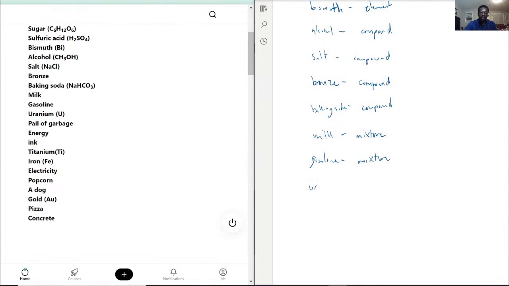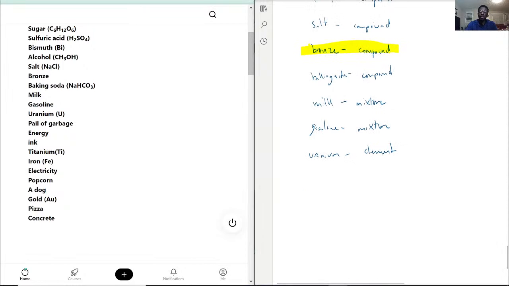Okay, uranium. I'm actually gonna highlight the ones I'm not sure about. Bronze. I think I've convinced myself on wood. Uranium is an element. Pail of garbage. It's a mixture. I got stumped because the next question is energy.